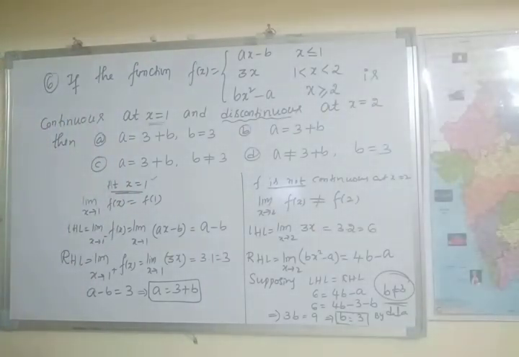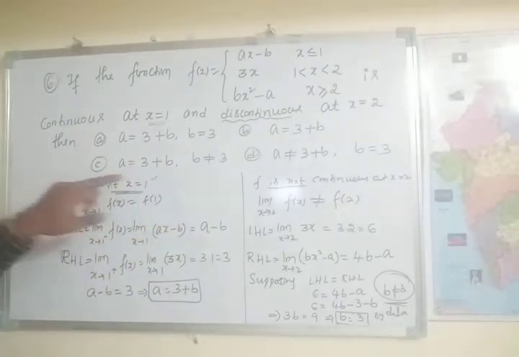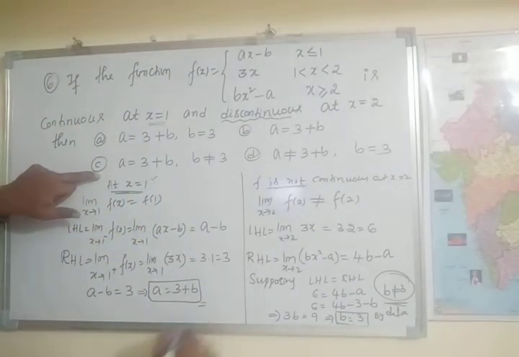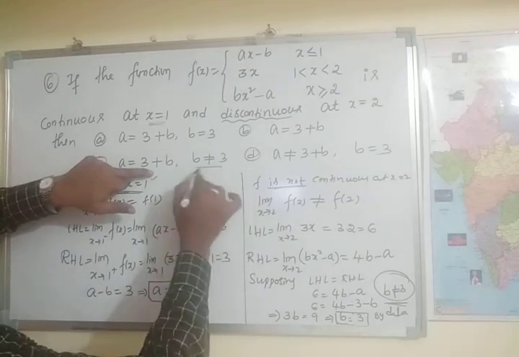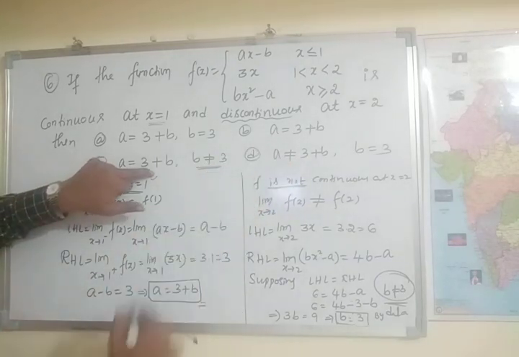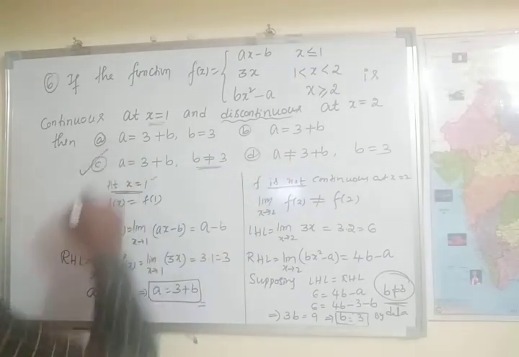Observe here we have option C. The value of a is 3 plus b, and for discontinuity b is not equal to 3. Option C is correct.